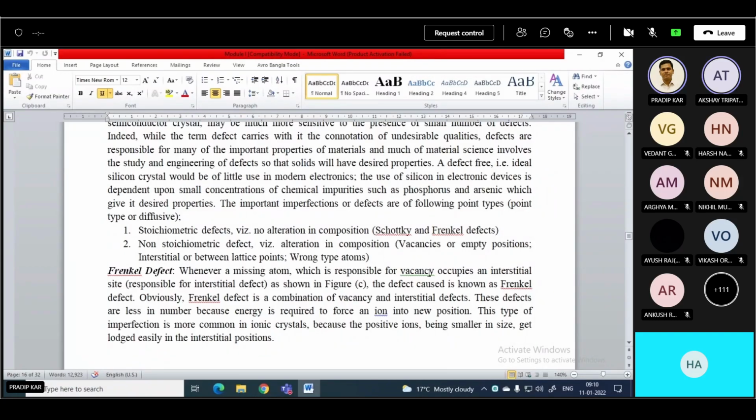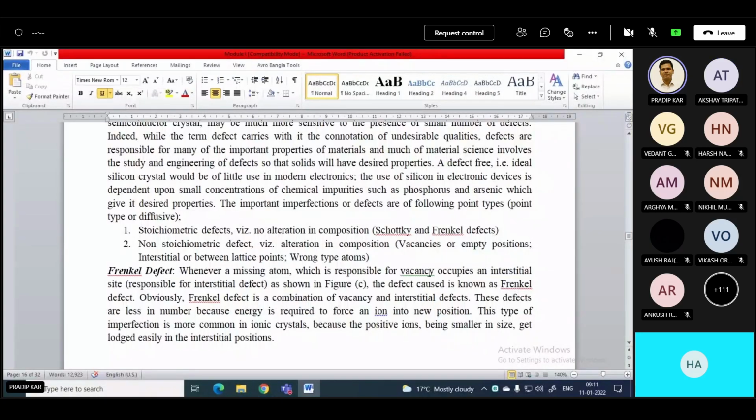In stoichiometric defects, the number of ions is not changing. Only the position of an ion is a little different. And in the case of non-stoichiometric defects, the composition is a little different, like vacancies or empty positions are present, or an extra ion is present at an interstitial position, meaning either anion or cation is in slight excess. An extra ion is present in non-stoichiometric defects.